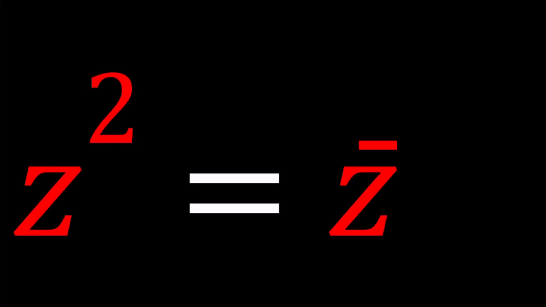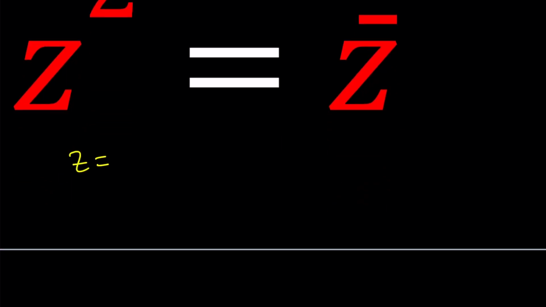This channel is all about complex numbers, and in this video we're going to be solving a very nice equation with complex numbers. So we have an equation z squared equals z bar. If you don't know complex numbers, go ahead and check out the lecture videos, where I start with the very basics. In this equation, z squared is equal to z bar, where z bar is the complex conjugate of z. In other words, if z is equal to a plus bi, then z bar is a minus bi.